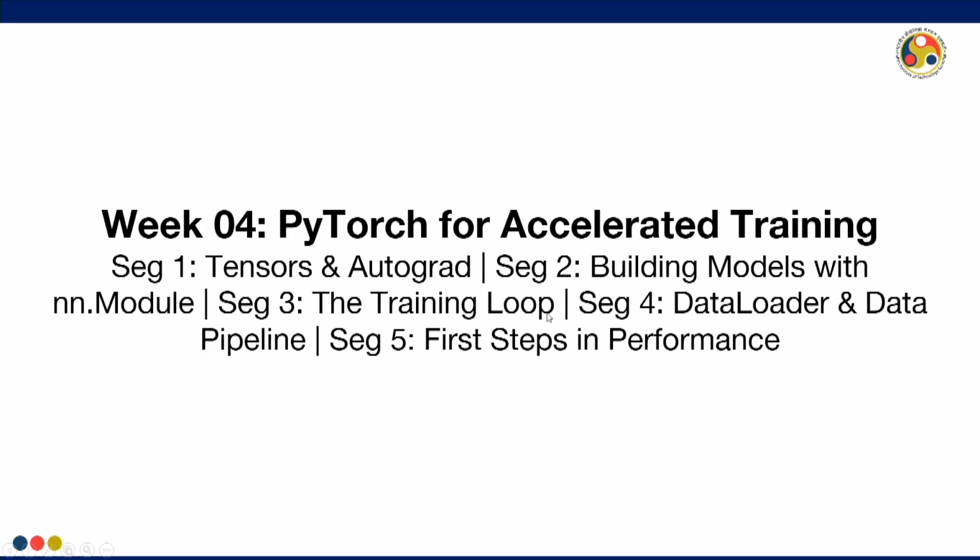In segment 4, we will also talk about the data loader and data pipeline. This is also going to be very important from the training point of view, because for training we need the training data set to be loaded, and we will see how we can make a better choice of data loader and data pipeline for accelerated training. In the last segment, we will see different performance optimizations that can be applied to maximize the performance. Overall, we will cover PyTorch based AI training and its acceleration.